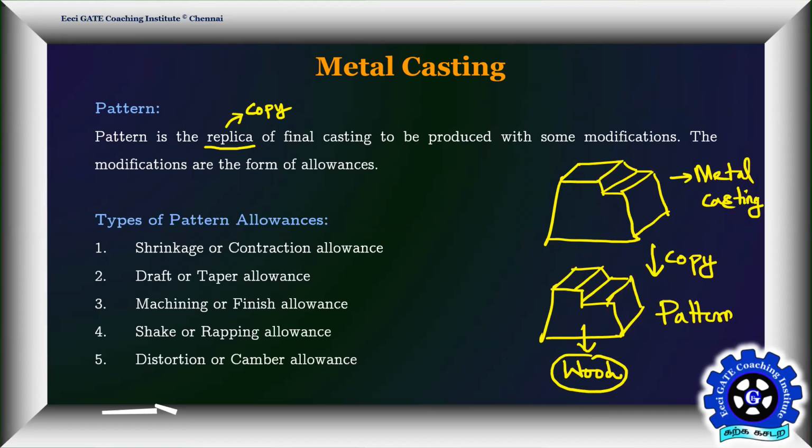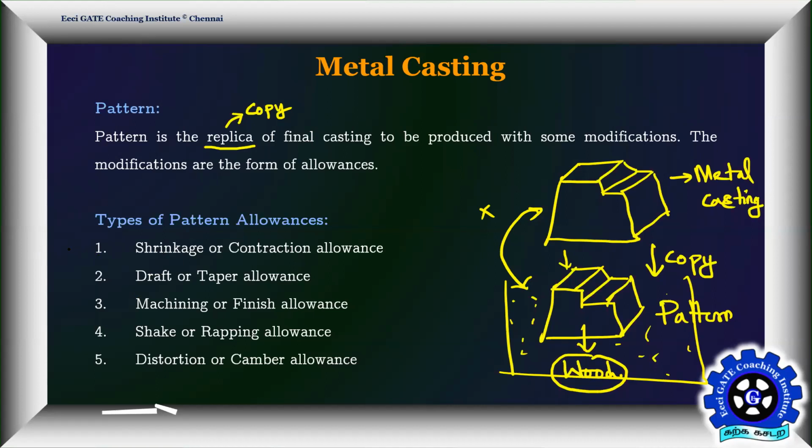So you make a copy of this metal casting and make the pattern, but the pattern does not have exact dimensions. When you pour liquid metal, it might shrink while cooling. You put the pattern into the mold box and ram the sand, and while removing the pattern, the sand may stick to it, causing problems. To make sure you get exact dimensions at the end, you put some allowances onto the pattern.